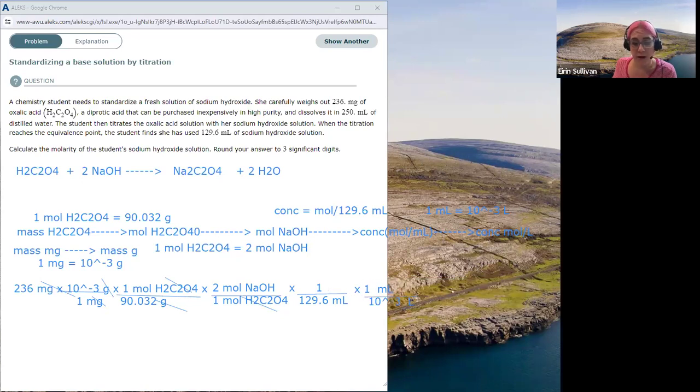So she says. Okay, and I straight away just crossed out the wrong thing because I wasn't paying attention. All right then, so 236 times 10 to the power of minus 3 divided by 90.032 times 2 divided by 129.6 divided by 10 to the power of minus 3 should give us a concentration of 0.04045, and so on. How many sig figs does it ask us for? 3 significant digits, so that's 0.0405 moles per liter. In standard scientific notation with the molarity symbol, it would be 4.05 times 10 to the minus 2 molarity.